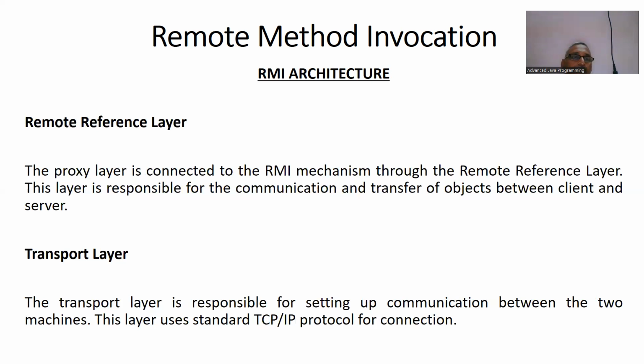Next, the remote reference layer. The proxy layer is connected to the RMI mechanism through the remote reference layer. This layer is responsible for communications and transfer of objects between client and server. The invocation semantics of the RMI connections is defined and supported by this layer. The remote reference layer is responsible for maintaining the session during the method call. That is, it manages the references made by the client to the remote server object. This layer is also responsible for handling duplicate objects.